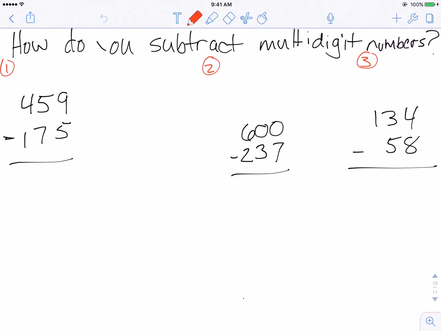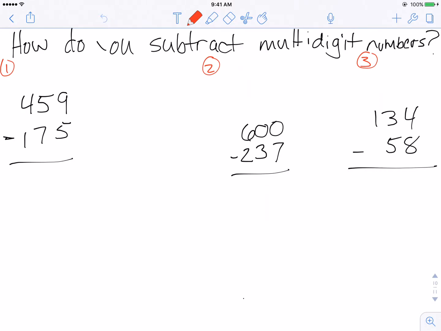How do you subtract multi-digit numbers? Very similar to adding multi-digit numbers, there are three different methods that can be used. The first method I'll explain with number 1 right here. Number 1 says 459 minus 175.